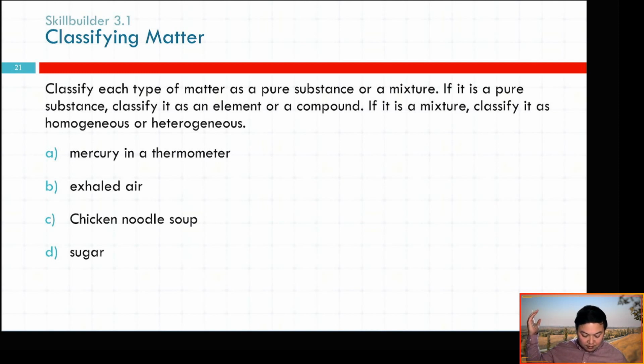Mercury in a thermometer. Is that a mixture or pure substance? An element, pure substance. Mm-hmm. Pure substance and an element.